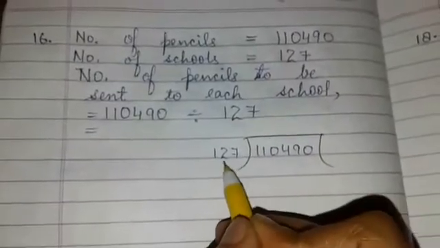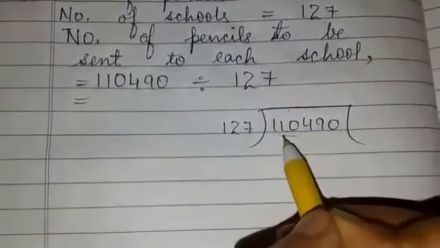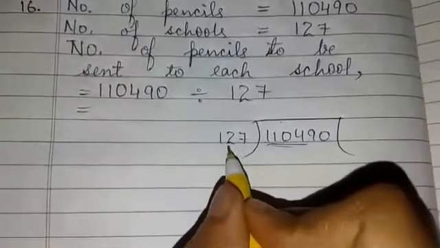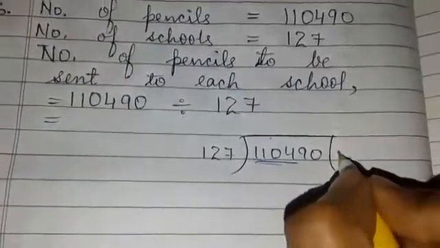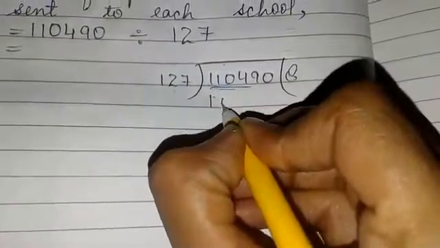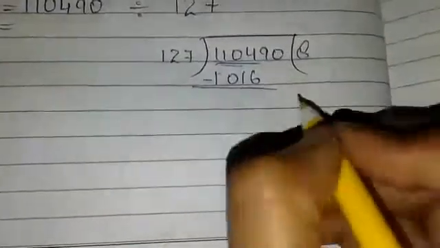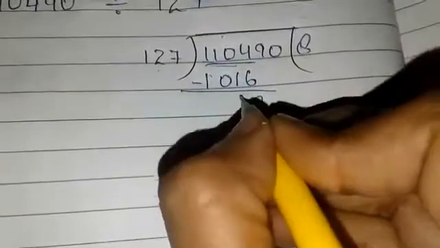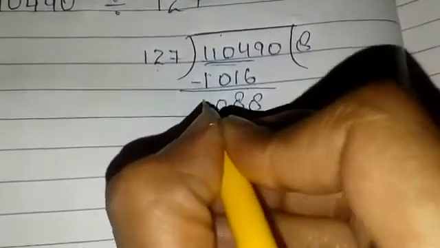So kids, let's divide. 3 digits. So we will take 3 digits, but as you can see, this 110 is smaller than this one, so we will take 4 digits. So 127 sixes are 762... 127 eights are 1016. So subtract this, that's 8, then 9 minus 1, that's 8, 0 and 0.